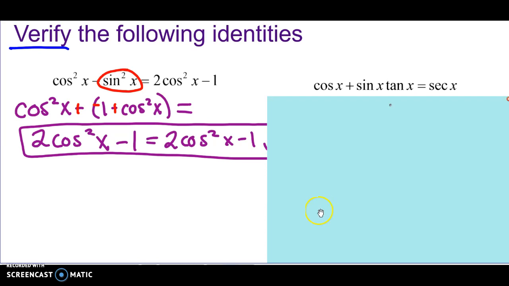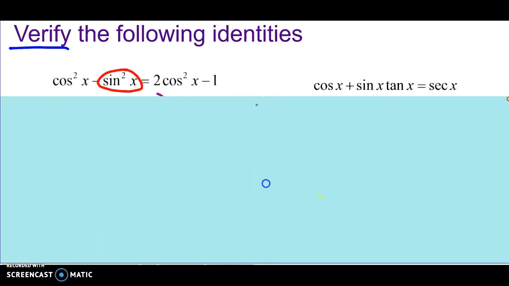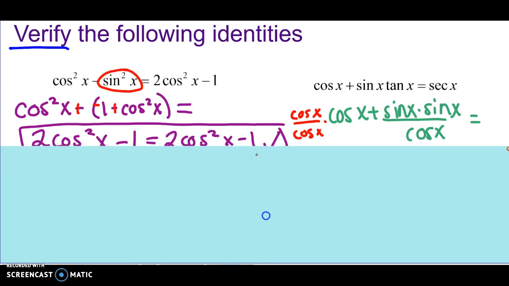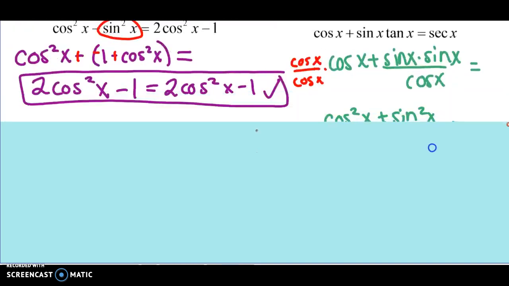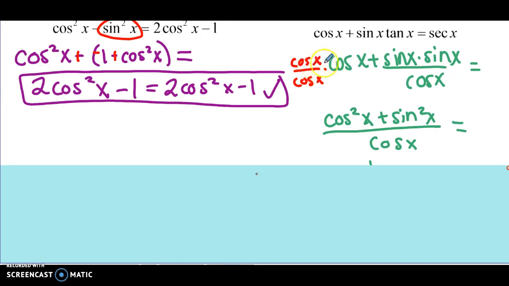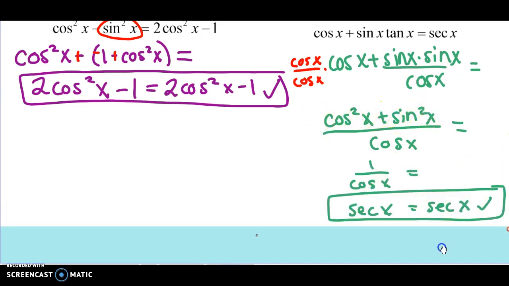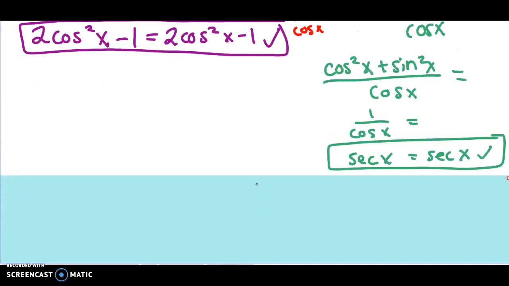All right, you guys, let's see how you did here. For this first one, I started by writing cosine of x plus sine of x times, instead of tangent of x, I wrote this as sine of x over cosine of x. Then I got a common denominator by multiplying that one by cosine of x over cosine of x. So now I had cosine squared of x plus sine squared of x all over cosine of x. But right away I'm like, well, that's just 1. So I have 1 over cosine of x, which is secant of x. Confirmed.